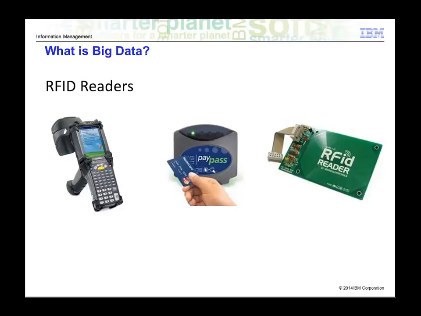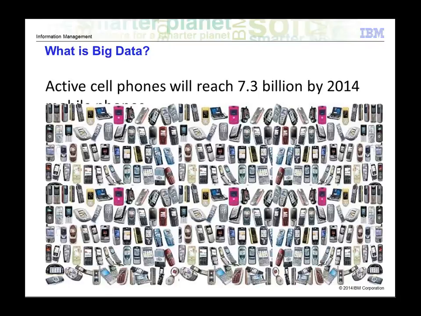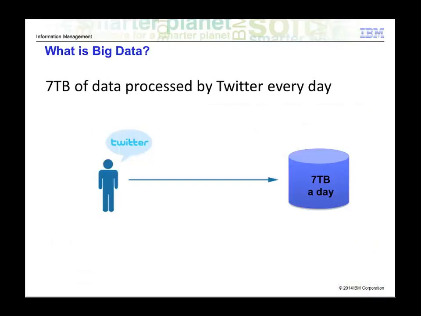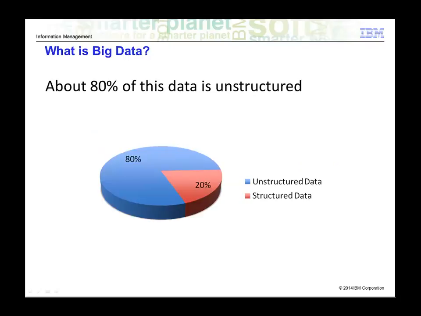Other interesting statistics providing examples of this data explosion are that there are more than 2 billion internet users in the world today. And in 2014, there will be 7.3 billion active cell phones. Twitter processes 7 terabytes of data every day, and 500 terabytes of data is processed by Facebook every day. Interestingly, approximately 80% of this data is unstructured.